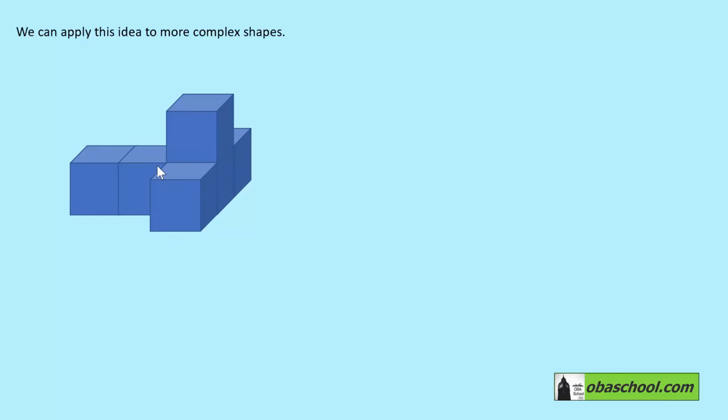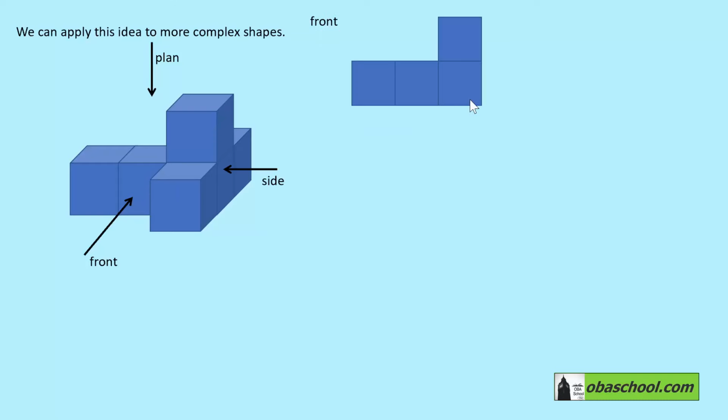We can apply this idea to more complex shapes. So for example, if we look at this group of bricks here, let's define this as the front, this is the side, and this is the plan. If we just looked from the front, we would see 1, 2, 3, 4 blocks. And they'd be arranged like this. Sometimes people make these lines more bold, where this is in front of the shape.